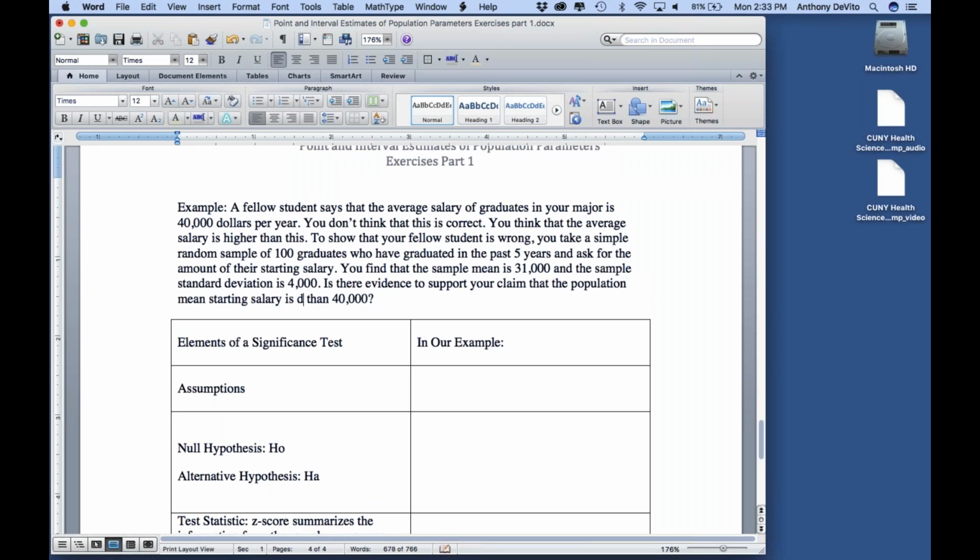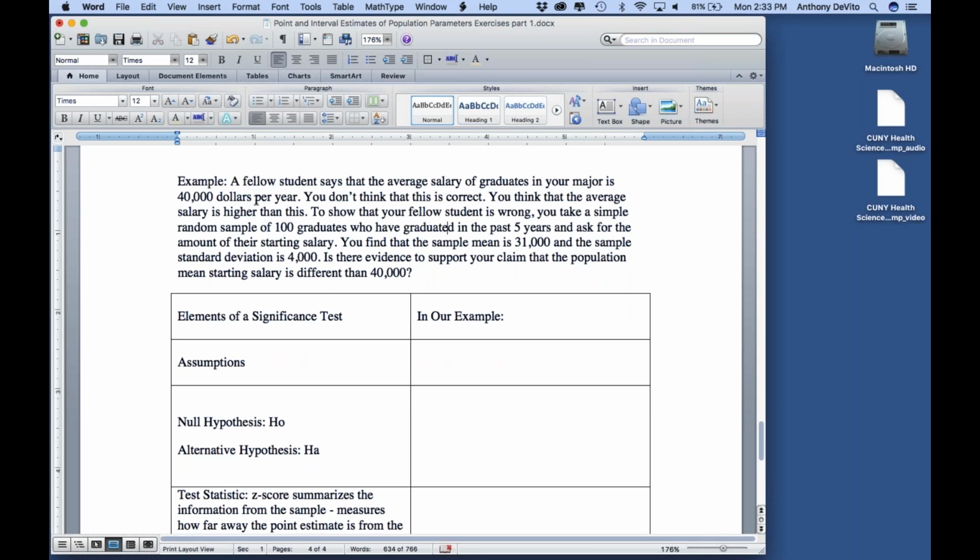Why is it important I say different instead of greater? Because if I said greater than, now I'm talking about a one-sided test, right? So I just want to know if it's different.